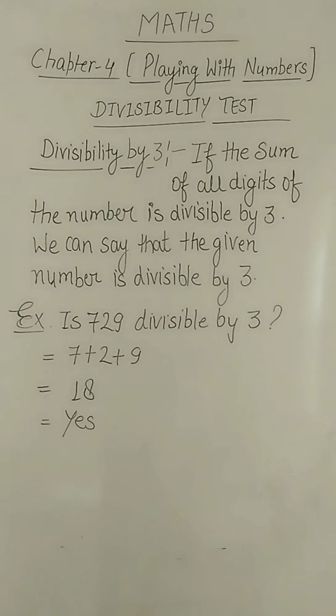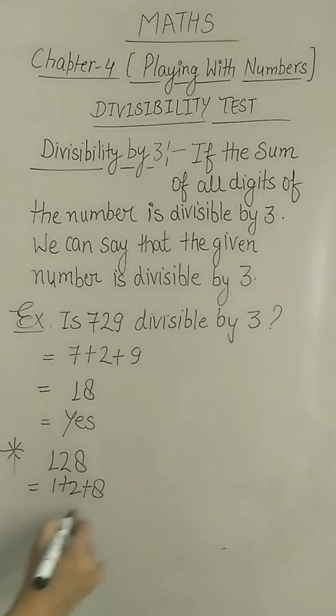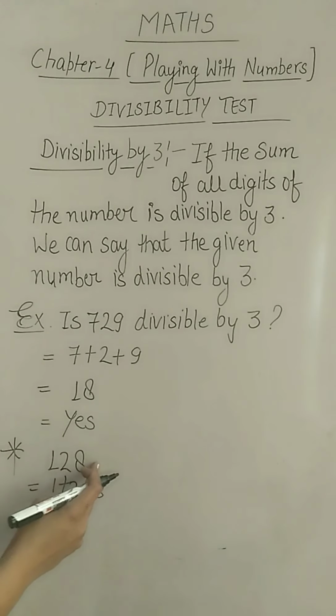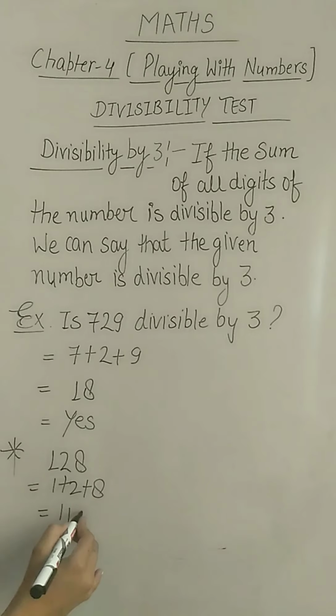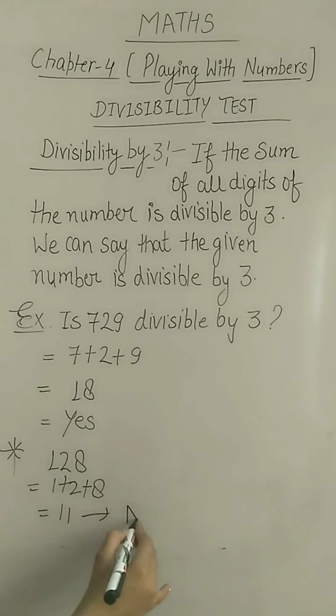Okay students, one more thing. If we have the number 128, is it divisible by 3 or not? Let's check the sum: 1 plus 2 is 3, 3 plus 8 is 11. And you all know that 11 is not divisible by 3. So that means this number cannot be divisible by 3. I hope it is clear to all?